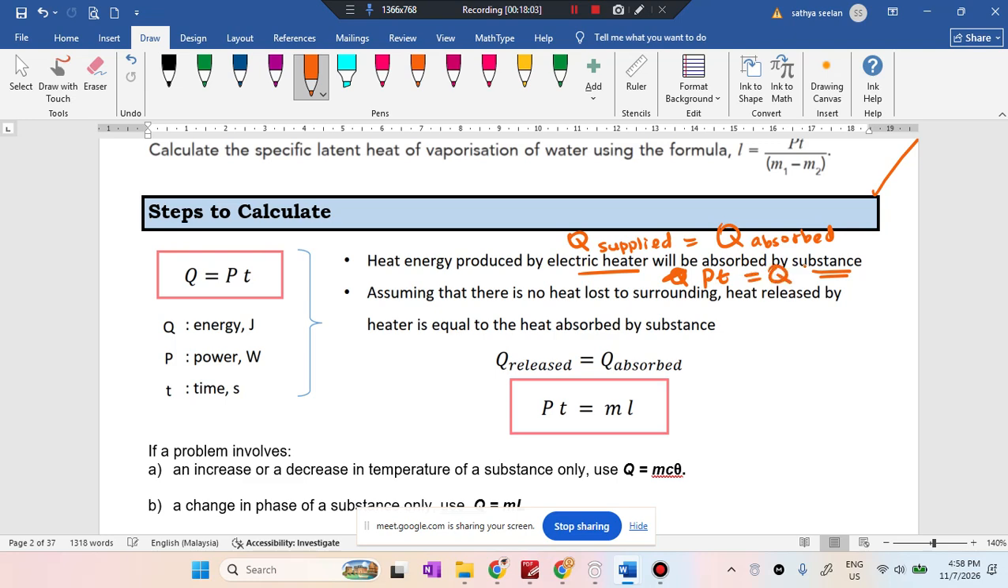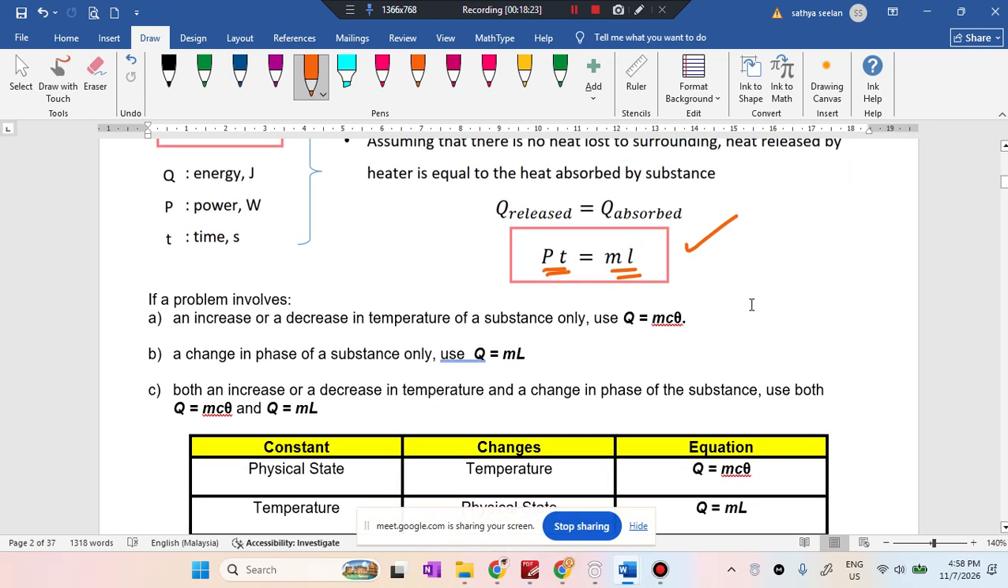And Q ni, kita letak Q je lah, absorb. And then, assume there is no heat loss to the surrounding. Heat released by the heater is equal to the heat absorbed by the substance. Jadi, heat released now becoming the Pt. Heat absorbed becoming the ml. Okay.